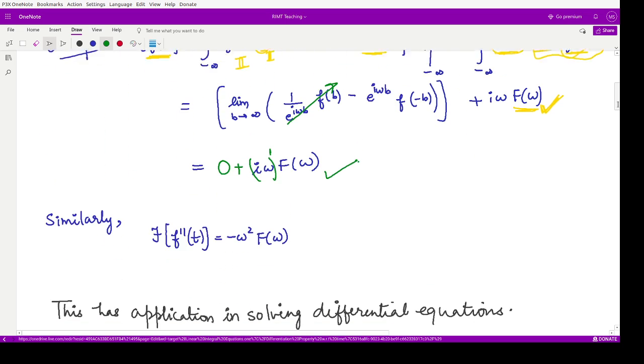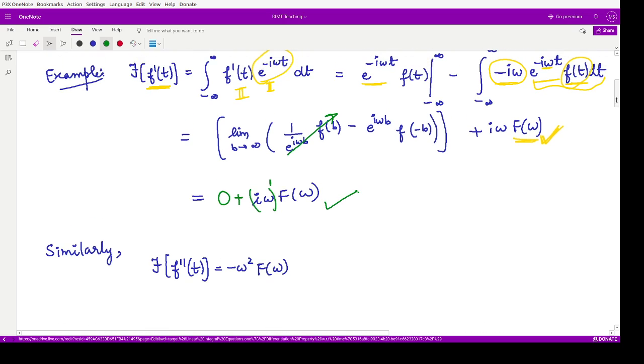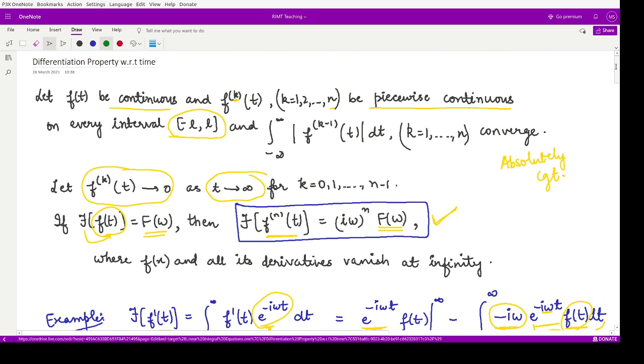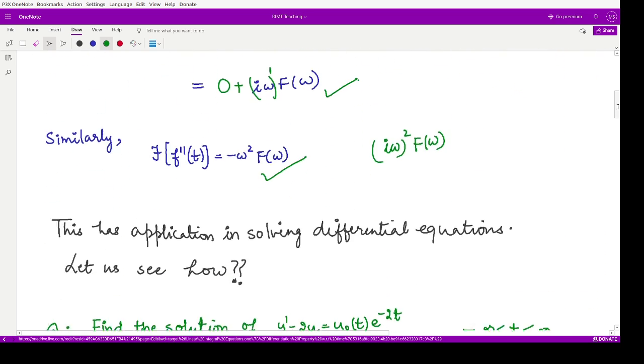And next we'll see what this is for the second derivative. For the second derivative, it would come out to be iota omega whole square F of omega. So what is iota square? That is equal to minus 1. So this comes out to be this quantity. So this result is very simple, but this is an important result which one should note.